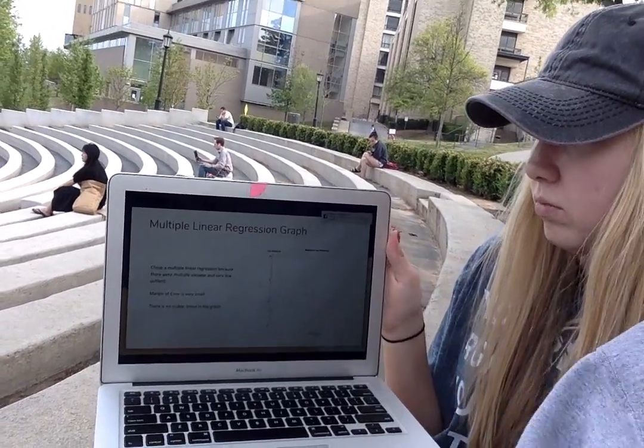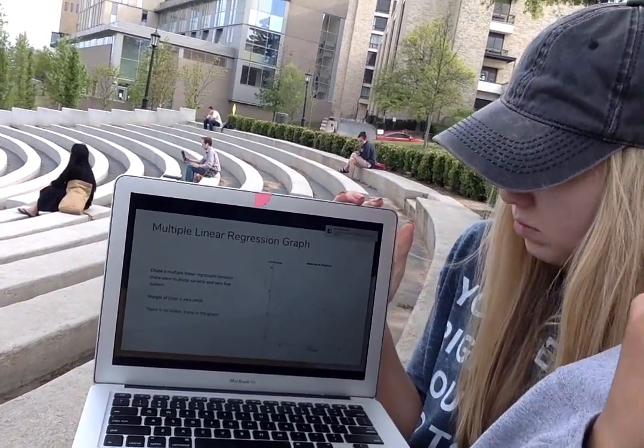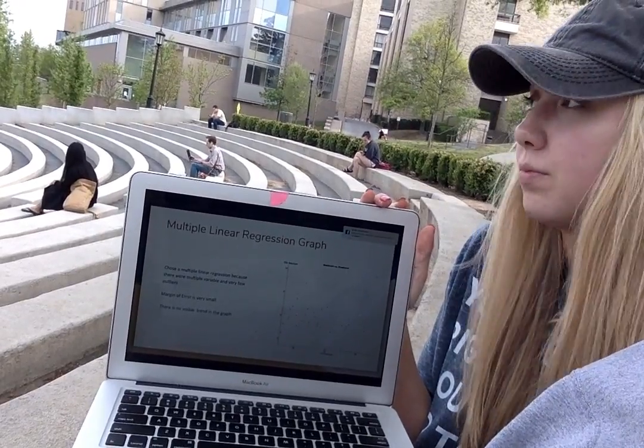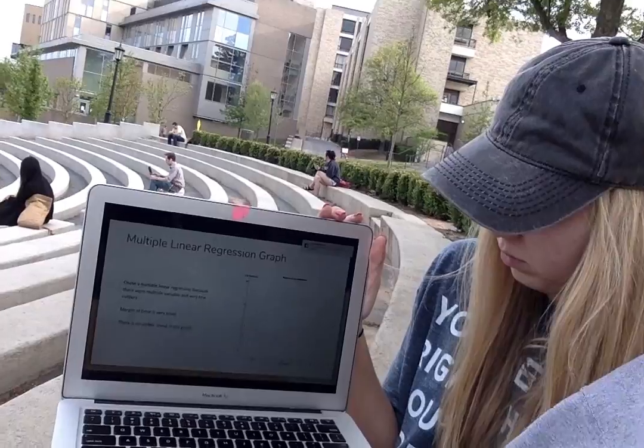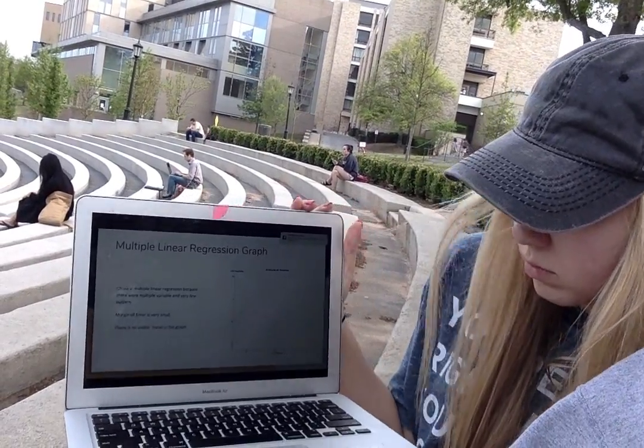So we chose the multiple linear regression graph, which you can see right here, because there were multiple variables and there were few outliers. The margin of error you can see is very small, and there are no visible trends on the graph. The end.